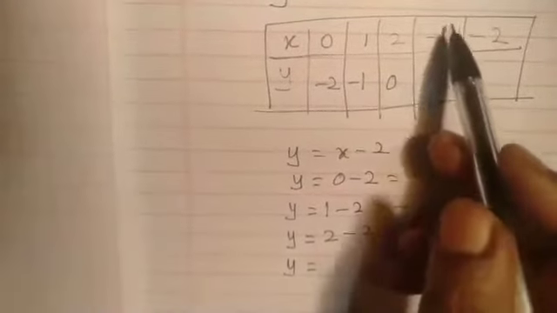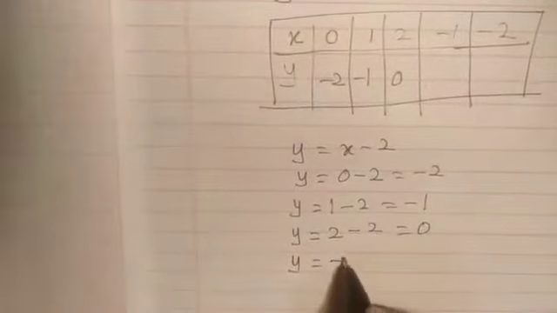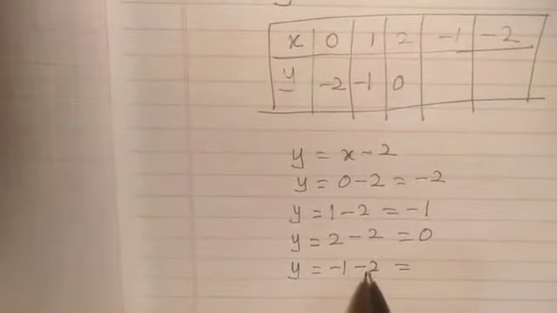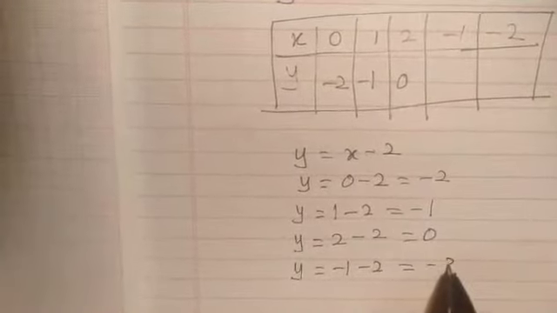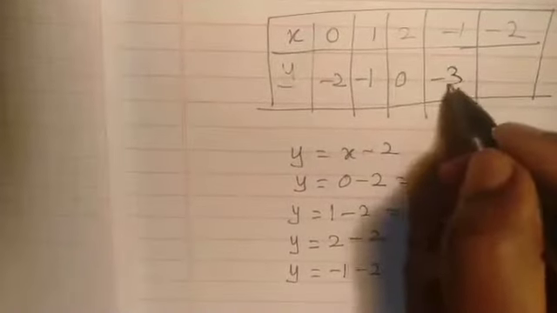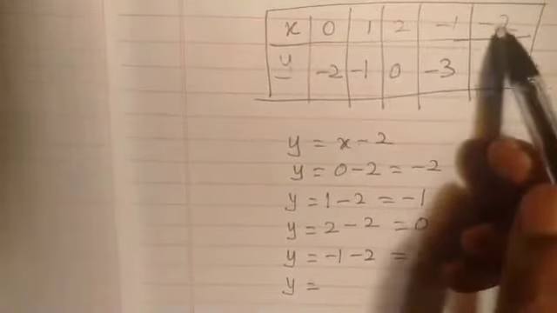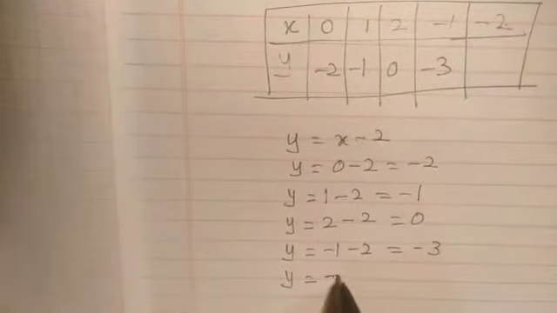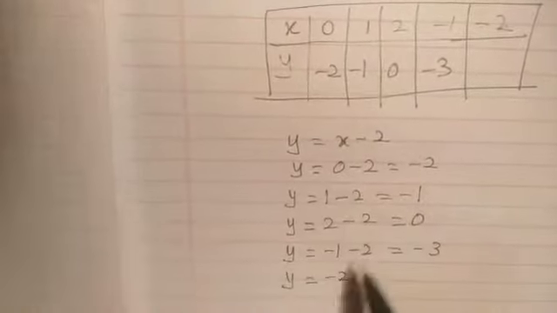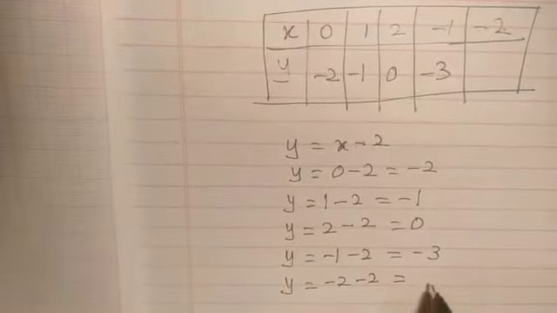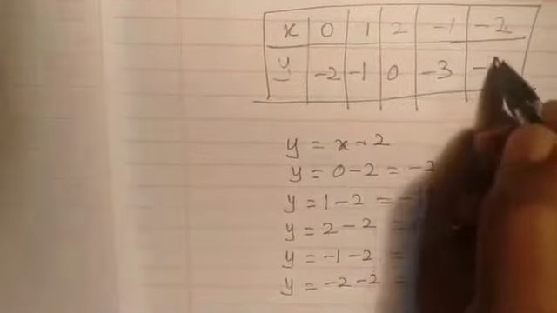Next we change x value to minus 1. In the equation we already have minus 2. Minus 1 minus 2, when we add, we get minus 3. Next, for x value we put minus 2, minus 2 in the x place. Minus 2 is already in the equation, so we add and get minus 4.